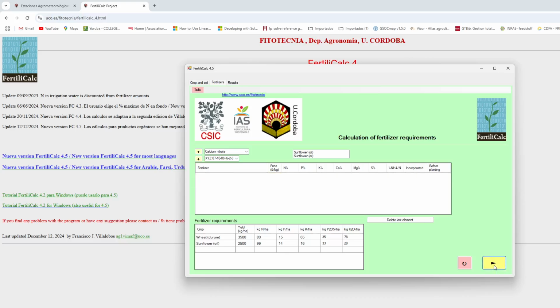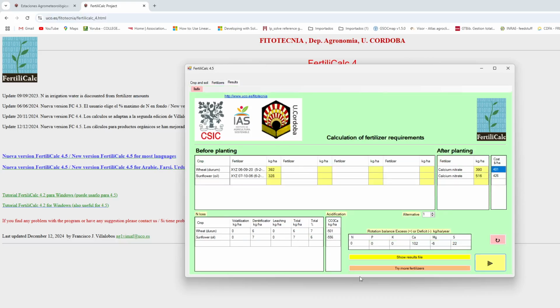We click on proceed, and we will get the results back, where first we have the complex fertilizer, the total amount, and the straight nitrogen fertilizer to be applied after planting. The same for sunflower, along with the cost in monetary units per hectare.